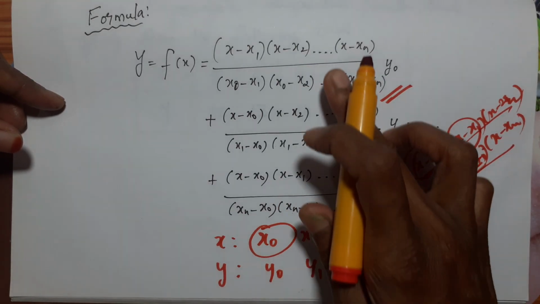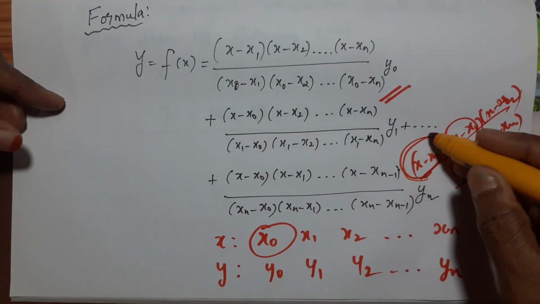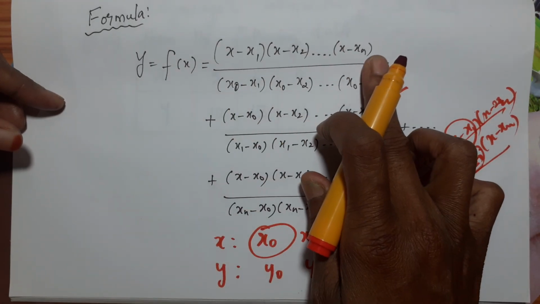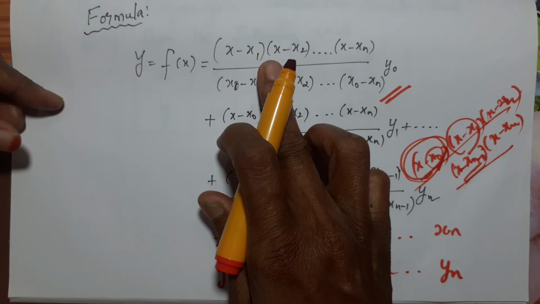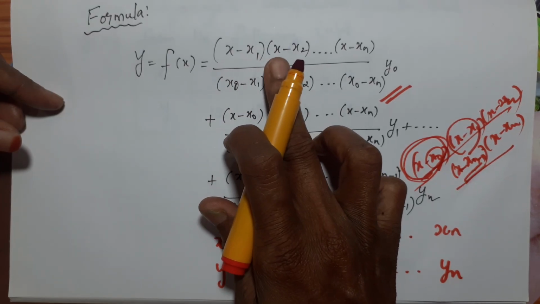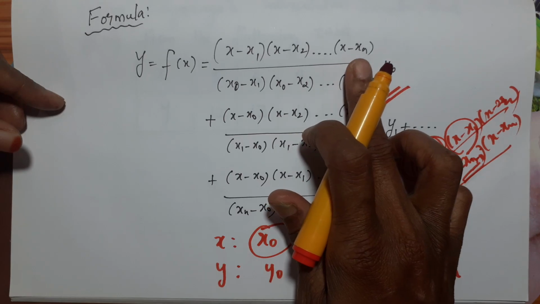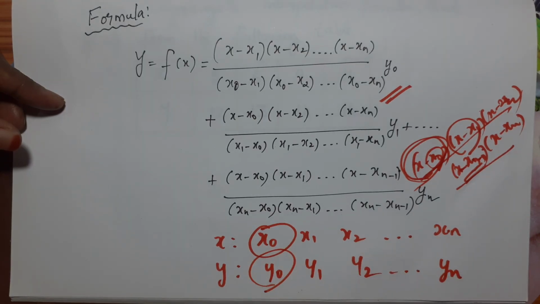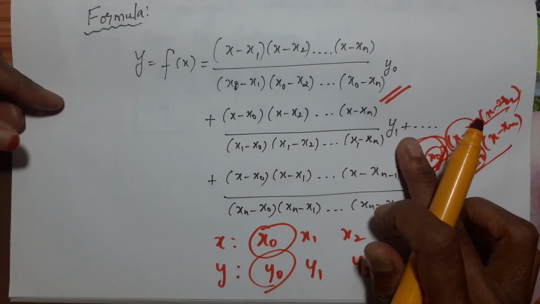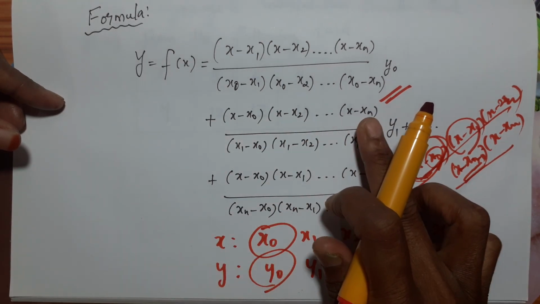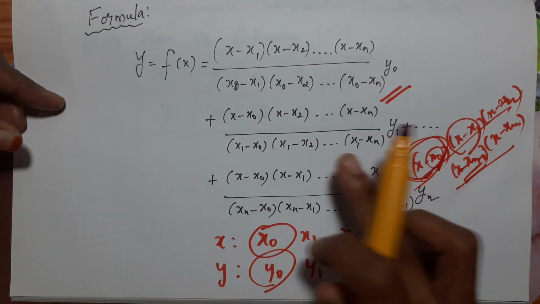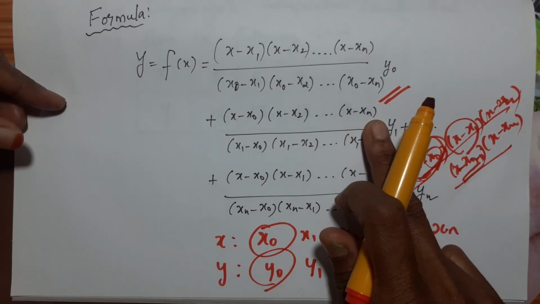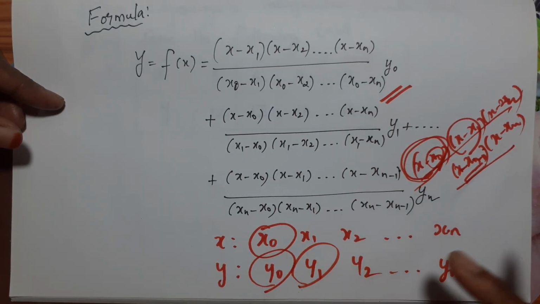Is it clear? And come to the denominator. What we left, x minus x0, that is the x0 term. So in the numerator, whatever factors we have, we have to replace all the x by x0: x0 minus x1, x0 minus x2, etc. up to x0 minus xn. That will come in the denominator, into the respective y value, that is y0. Similarly, when we go with the second term, this is our numerator. In this, x has to be replaced by the second value x1. So x1 minus x0, x1 minus x2, etc. up to x1 minus xn, into the respective y value, y1.